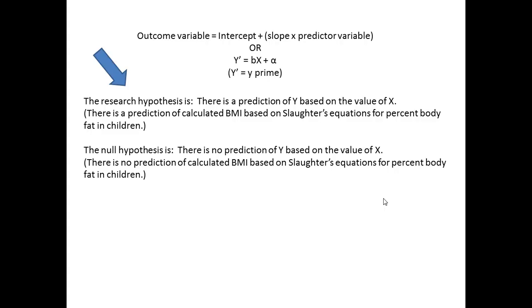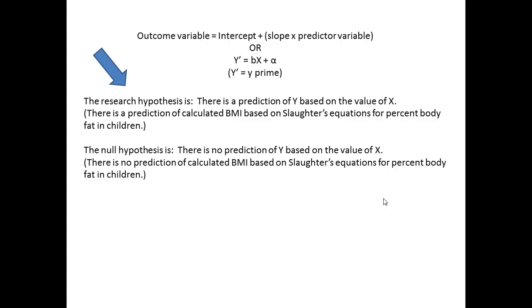Here's our research hypothesis. There is a prediction of y, that's our dependent variable, based on the value of x, our independent variable. In a real-life situation, we could say, there is a prediction of calculated BMI based on Slaughter's equations for percent body fat in children. The null hypothesis that we test is, there is no prediction of y based on the value of x, or there's no prediction of calculated BMI based on Slaughter's equations for percent body fat in children.